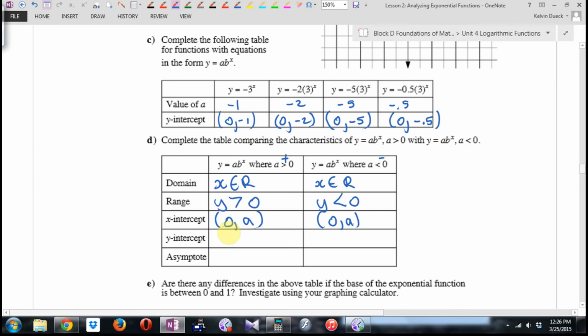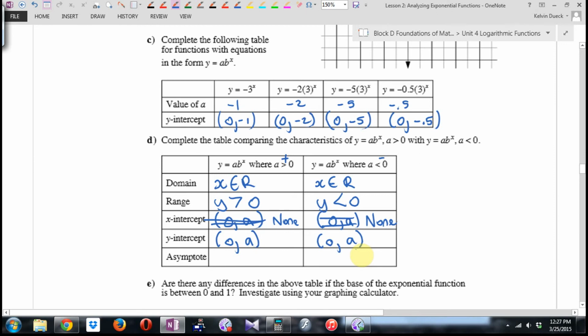No, that's wrong. X-intercept, Mr. Dueck. Right? I got carried away. No x-intercept. The y-intercept, Rachel, is going to be 0, A. Stop smirking at me, kiddo. I make mistakes once in a while.